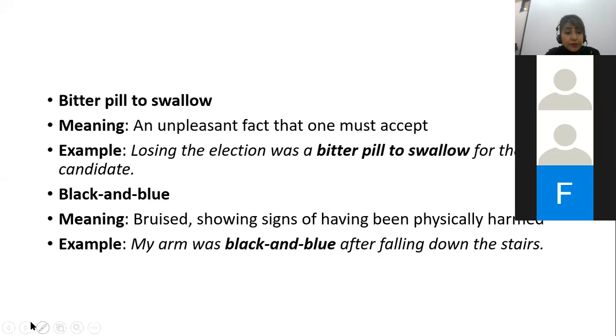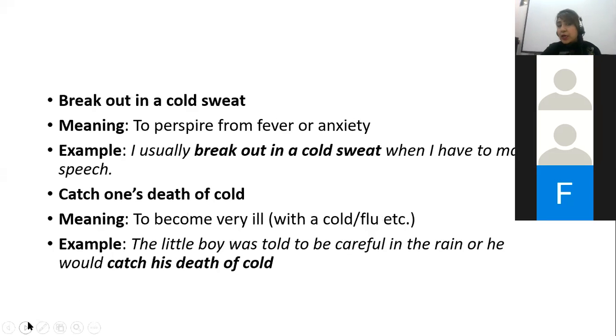Okay, next. "Break out in a cold sweat" means to perspire, to sweat from fever or anxiety. I usually break out in a cold sweat when I have to deliver my speech, when I have to give my presentation. Okay, "catch one's death of cold" means to become very ill. The little boy was told to be careful in the rain or he would catch his death of cold.